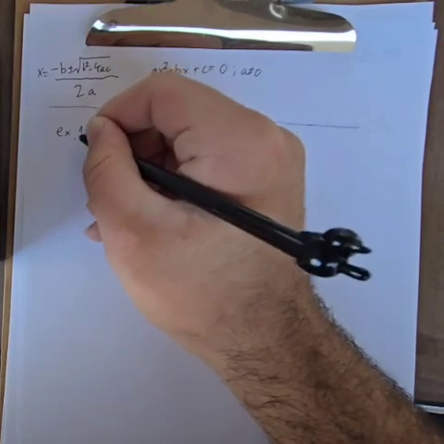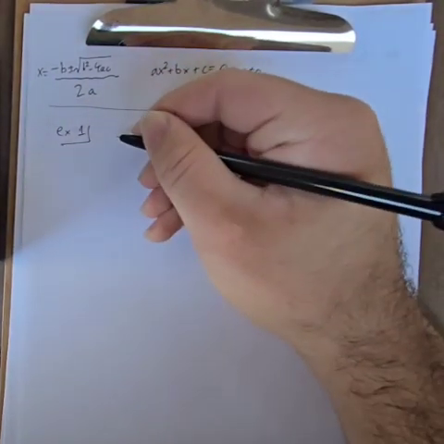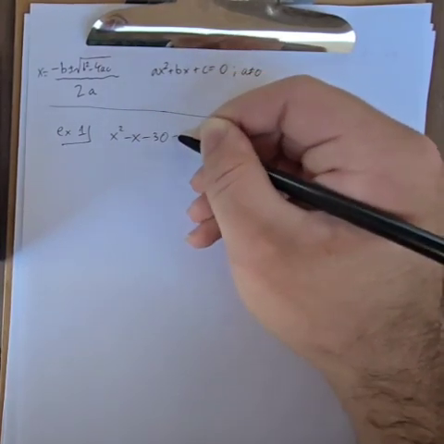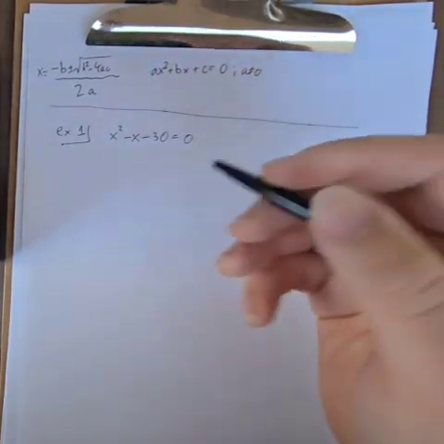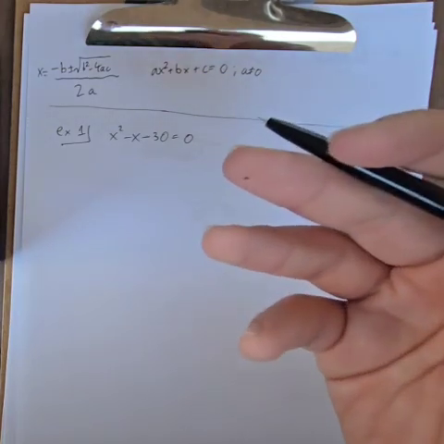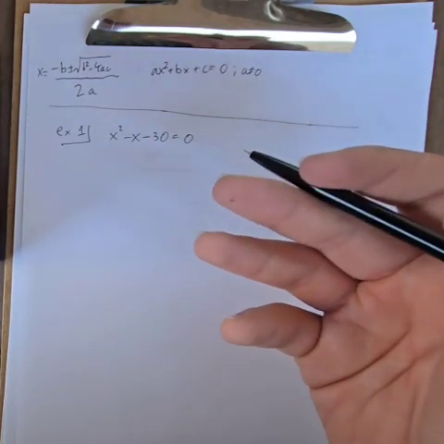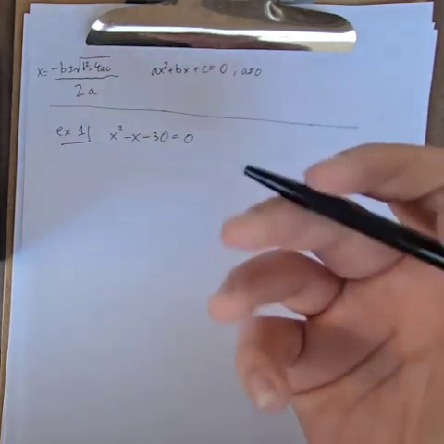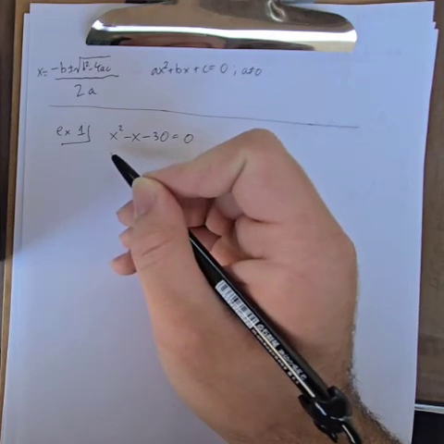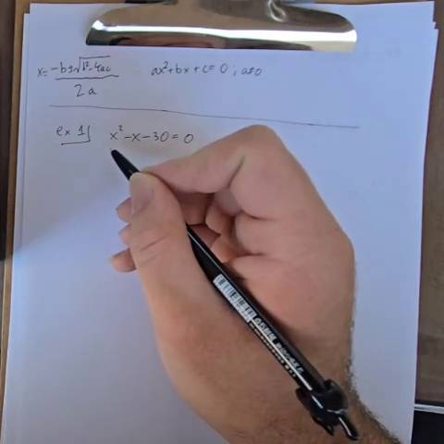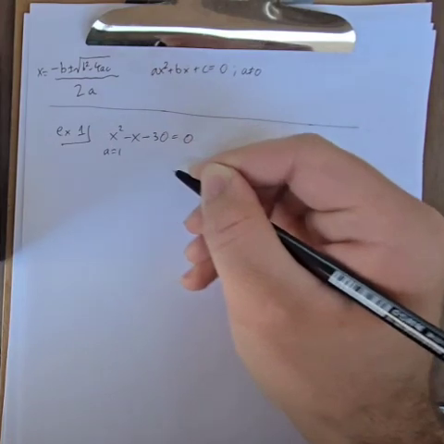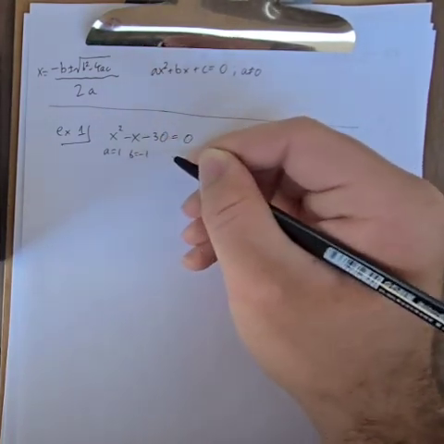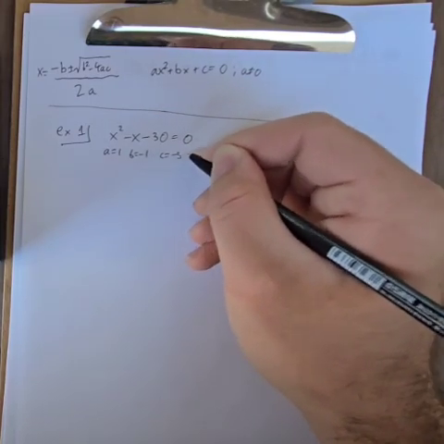Example 1. Say we have the quadratic equation x squared minus x minus 30 equals 0. In order to find the solutions, what x is in this situation, we're going to have to use the quadratic formula, but first we have to identify what a, b, and c are. A is in front of the x squared term, so in this case, a is just going to be 1. B is in front of the x term, so b is just going to be negative 1. And c is by itself, just negative 30.